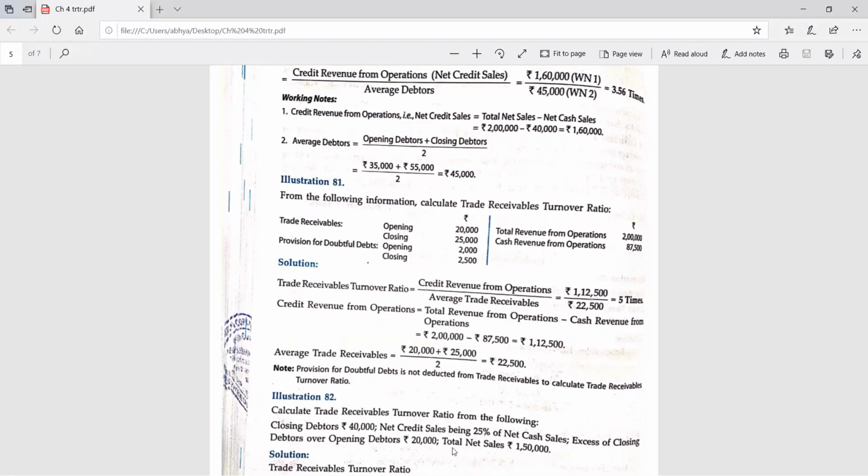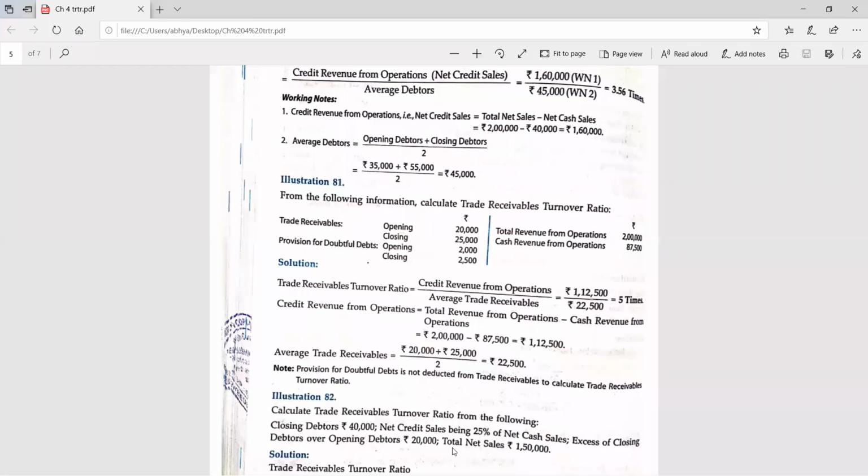So next question. I'm reading the question. Calculate trade receivable turnover ratio. Now the difficulty level is increasing. Earlier two questions were very easy. Now you have to make some equations in this question. Closing debtors 40,000. And make sure, beta, this chapter is very important because it is also part of your project work as well as the written exam. So do this chapter properly. Otherwise you will not be able to do the project work or get the 20 marks of the project work. So net credit sales being 25% of the net cash sales.